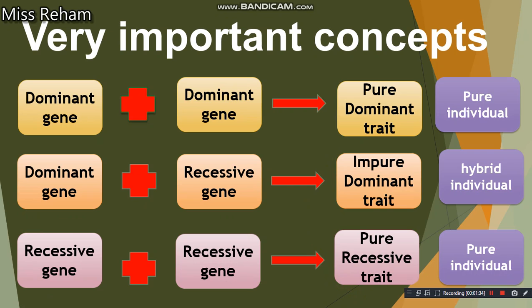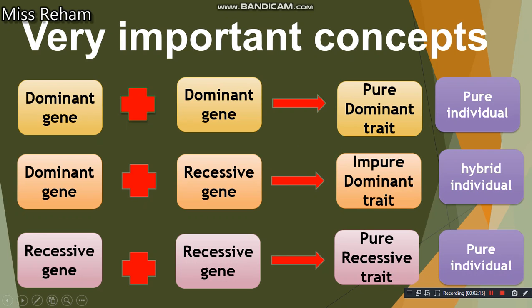Again, what's meant by pure individual? It is the individual that carries similar pairs of genes, either dominant traits, like in the first case, or recessive traits, like in the third case. So the pure dominant traits or recessive traits appear on the individual.